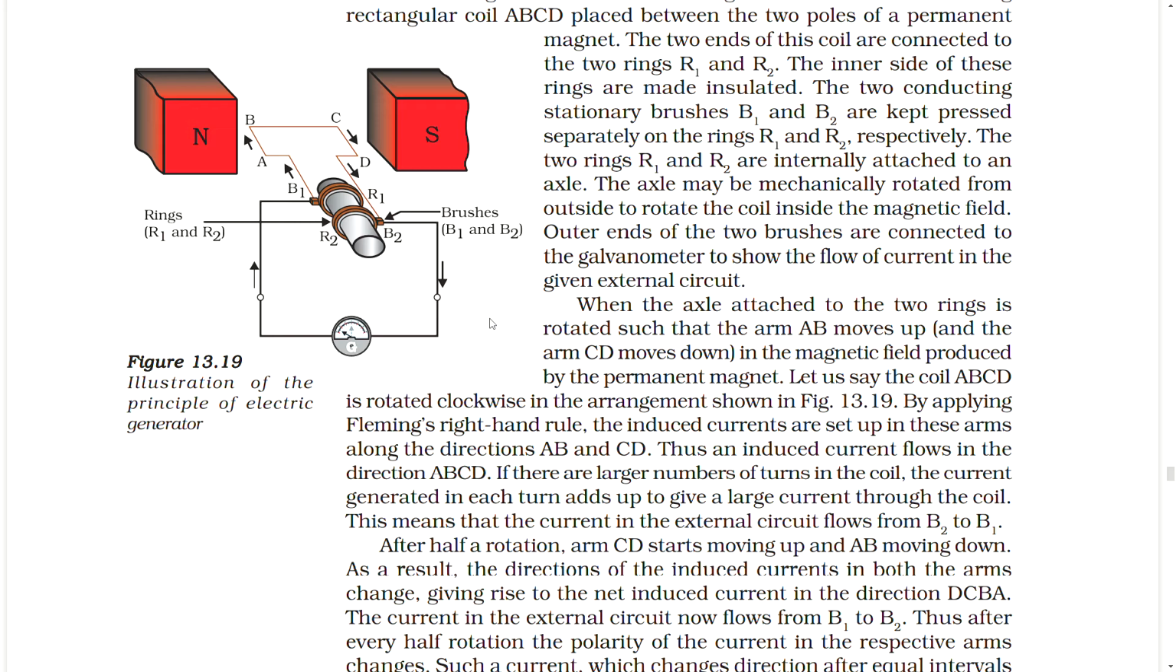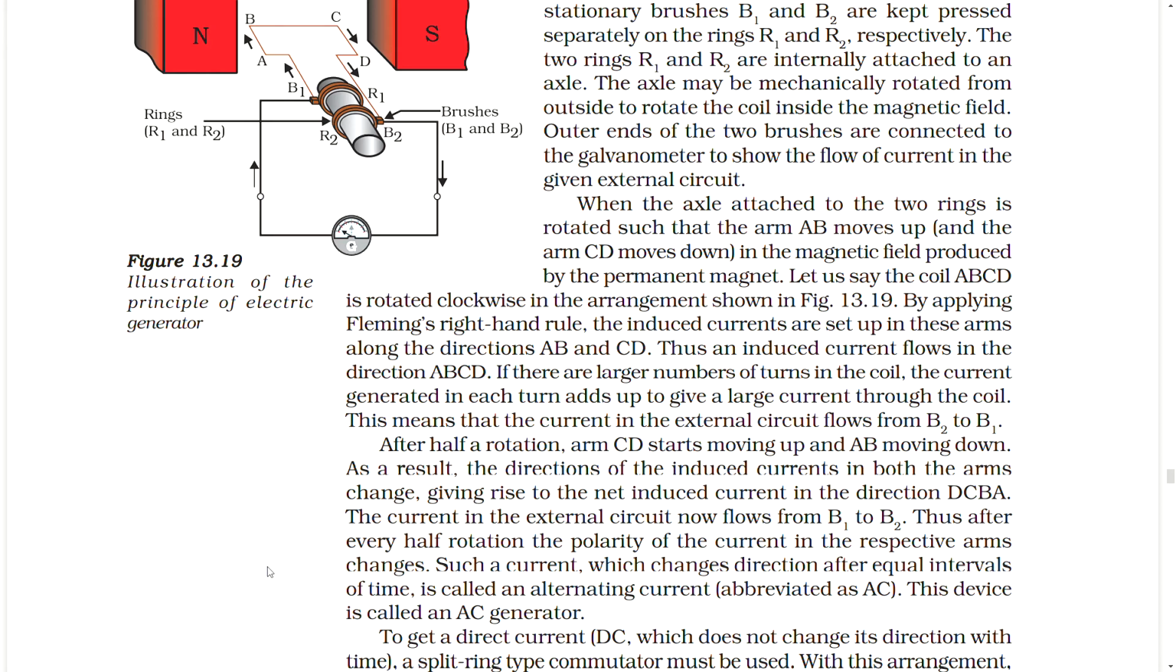After half a rotation, arm CD starts moving up and AB moving down. As a result, the direction of the induced currents in both the arms change, giving rise to the net induced current in the direction DCBA. The current in the external circuit now flows from B1 to B2. Thus, after every half rotation, the polarity of the current in the respective arms changes. Such a current, which changes direction after equal intervals of time, is called an alternating current, abbreviated as AC. This device is called an AC generator.